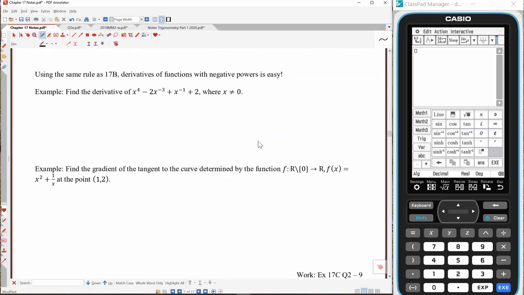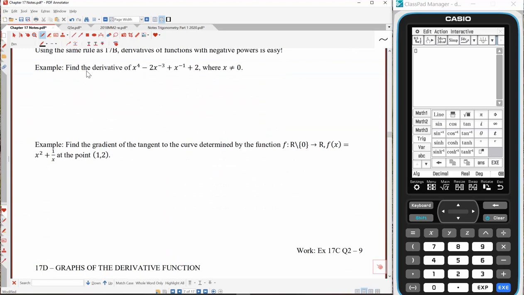All right, so the rest of these we're going to derive by rule. So find the derivative of this where x is not equal to 0. Now, why can't it be equal to 0? Because that's the same as 2 over x cubed, and if x is allowed to be 0, then we get a divide by 0 error there.